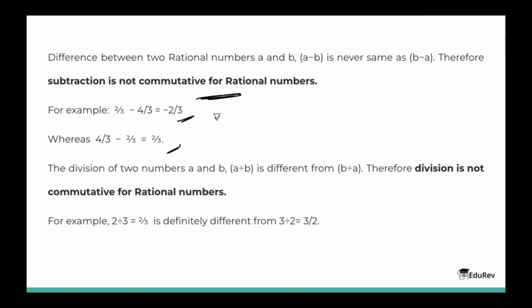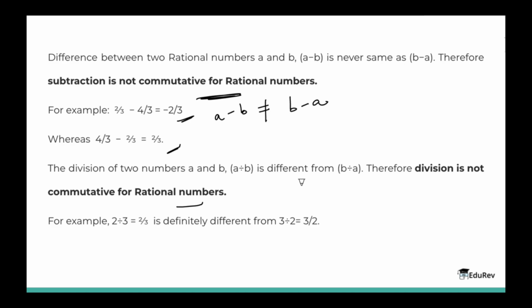So obviously, a minus b here is not equal to b minus a. And we can see similar results in division of rational numbers as well. Considering the division of two numbers, a and b, I can say that a divided by b is different from b divided by a. Therefore, division is not commutative for rational numbers. And there is a very easy example given on your screen to make you understand it clearly.